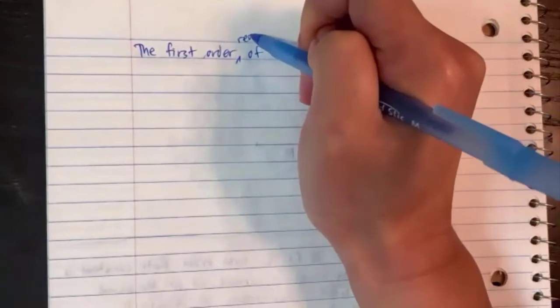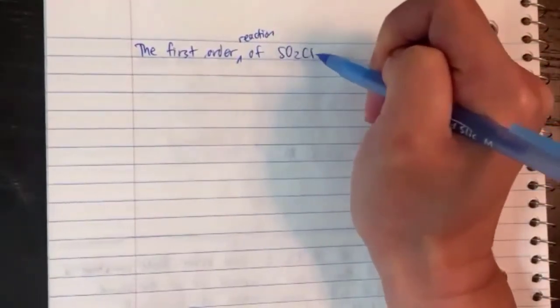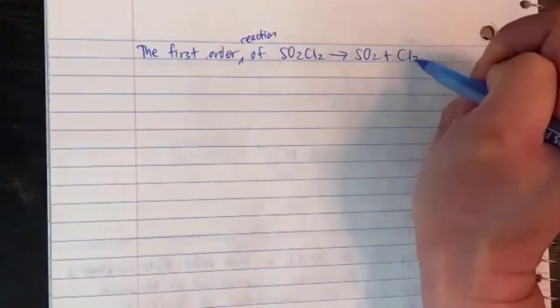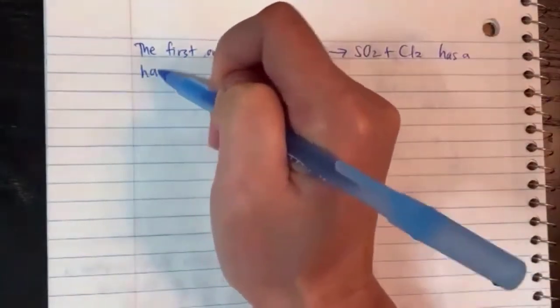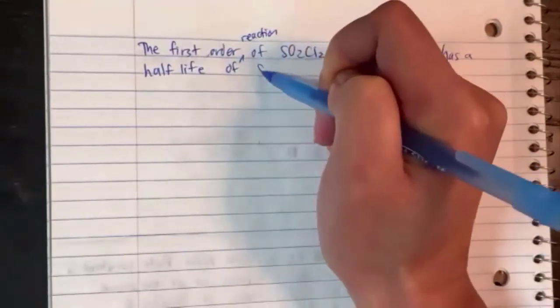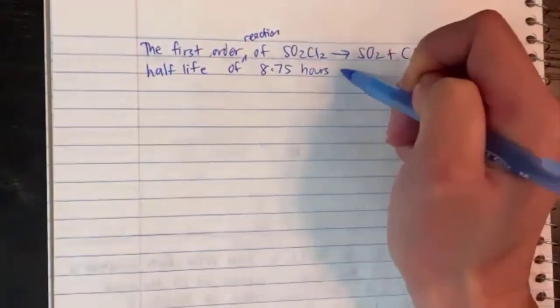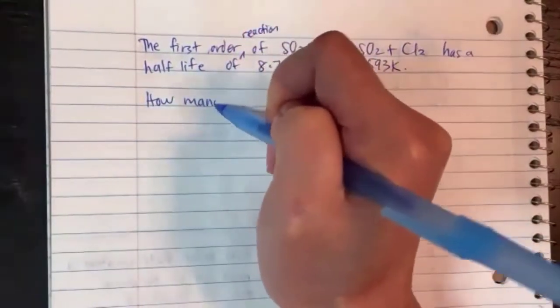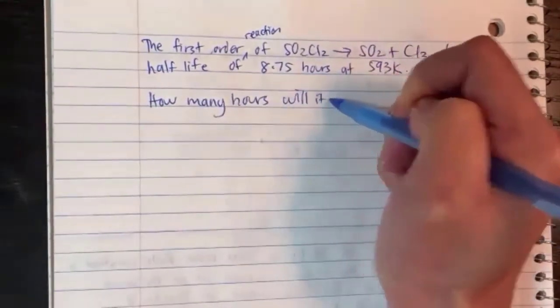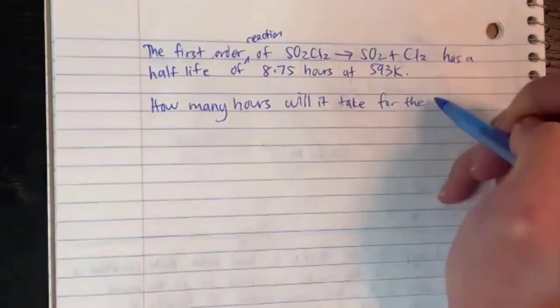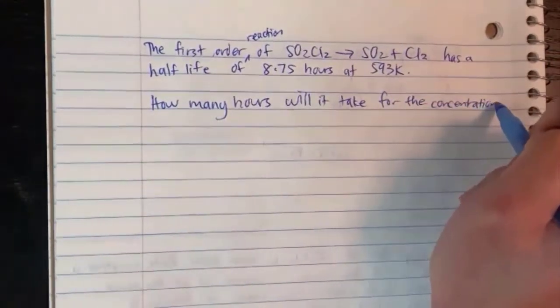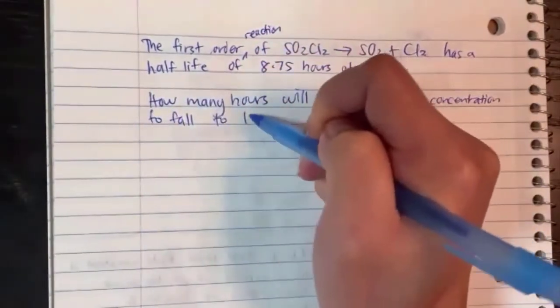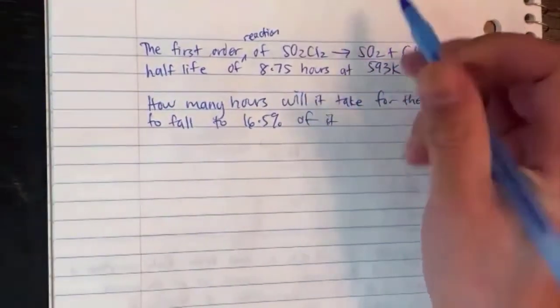It says the first order reaction of SO2Cl2 converting to SO2 plus Cl2 has a half-life of 8.75 hours at 593 Kelvin. How many hours will it take for the concentration to fall to 16.5% of its initial value?